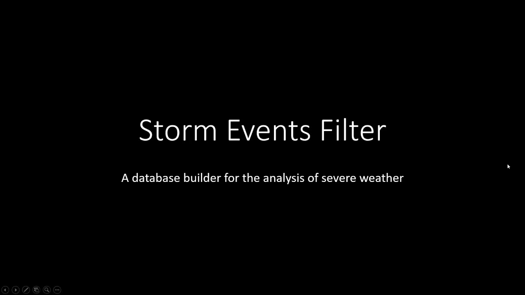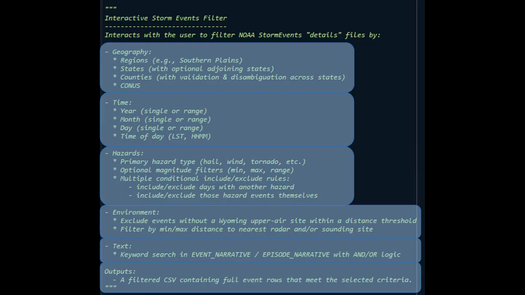This video summarizes a new Python code to filter through the NCEI Storm Events database. We all know and love that database that contains storm reports of events like tornadoes, hail, and severe wind. And this tool allows you to build databases of different hazard combinations from those reports. And so what does the filter itself do?